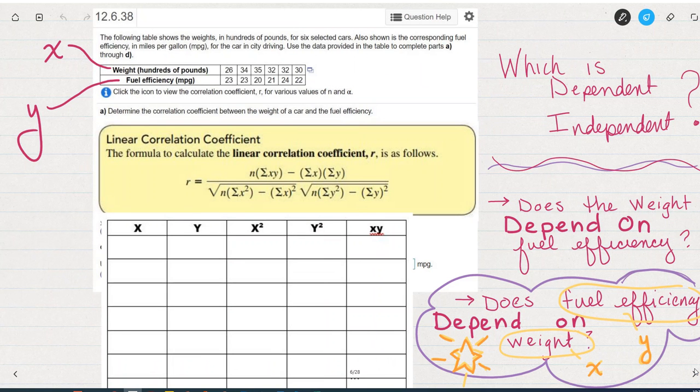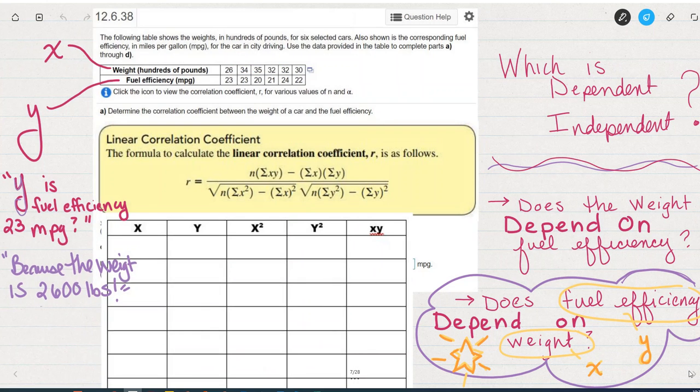Let's plot these numbers in. Now that we know that the weight is the x's and the fuel efficiency is the y's, I'm going to transfer the 26, 34, 35, and so on here into the chart for the x column, and then I'll do the same for the y's and fill in the chart with x's and y's.